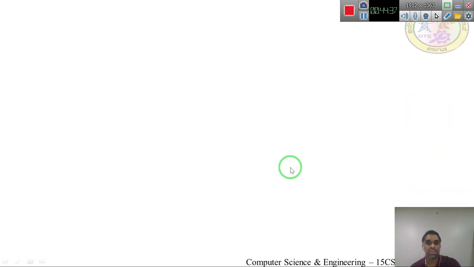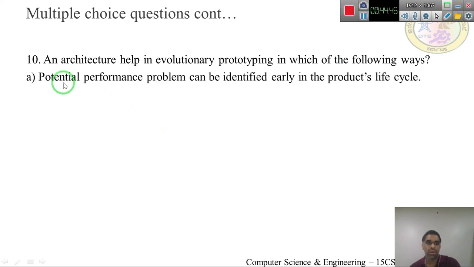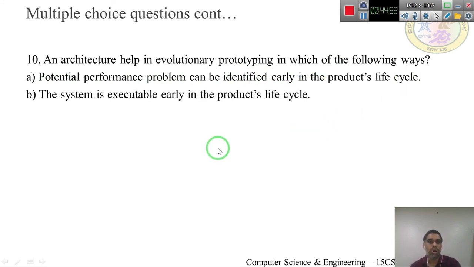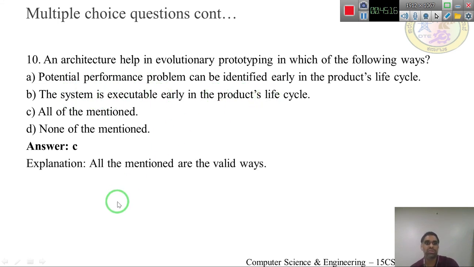Okay. Now let us discuss the last question, question number 10. An architecture helps in evolutionary prototyping in which of the following ways? Potential performance problems can be identified early in the product life cycle, or the system is executable early in the product's life cycle, or all of the mentioned, or none of the mentioned. So what do you think? In what way does the architecture help in evolutionary prototyping? So obviously, it is both ways. Potential performance problems can be identified, as well as the system is executable early in the product life cycle. So the most correct answer would be all of the mentioned above are valid ways.